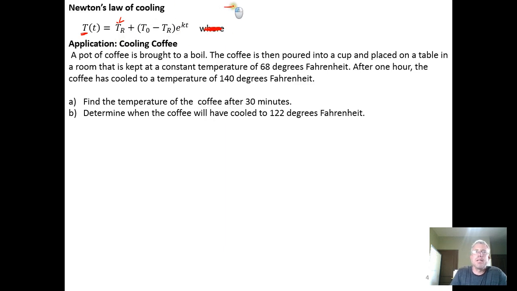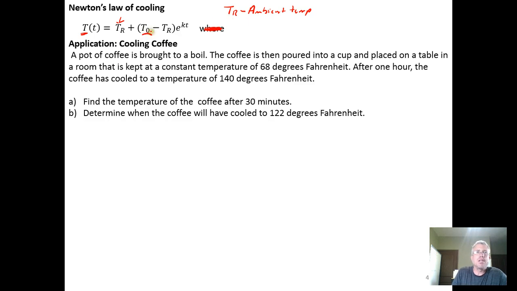T sub r in this model just represented ambient temperature, or in other words, the temperature of the medium in which you place an object that is then going to either be heated or cooled by that medium. So if you're placing a cold pop out of the refrigerator and setting it down in your room, the ambient temperature of the room will be warmer than the pop and begin to heat the pop.